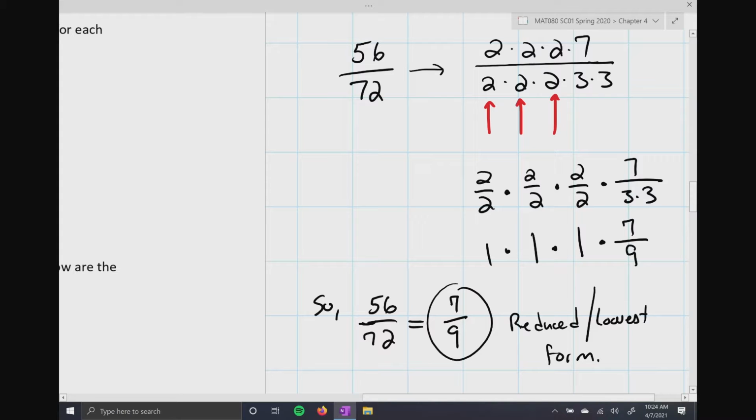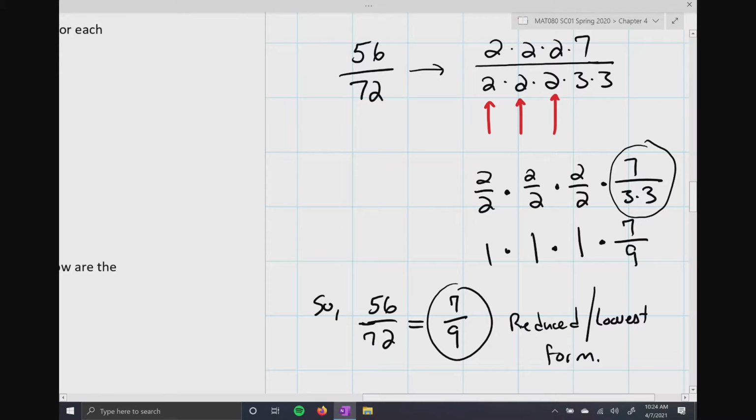See, gone, hopefully, are the days of asking yourself, am I done simplifying? You will know when you are done, and it's because you've broken it up and you've created as many ones as you could. There's nothing I could do with that 7 divided by 3 times 3. Nothing I can do there. So I know I'm done. Does that make sense, everyone?